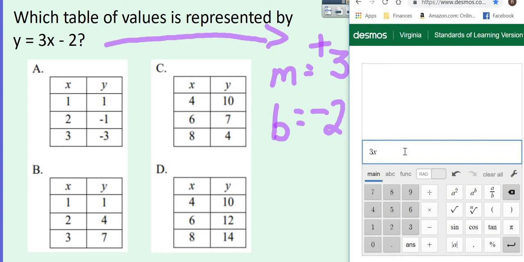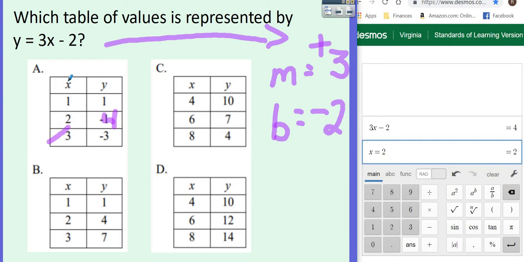So I've got 3x minus 2, and I'm going to make my x equal 1. Let's try A. That gave me 1. That works. So let's try the second one in A. x equals 2. Uh-oh. That gave me 4. So this gave me a 4 here, so this is out. Let's go back and try B now.